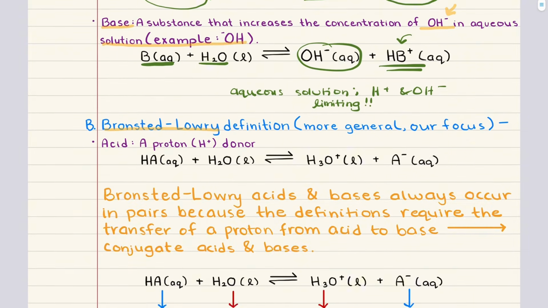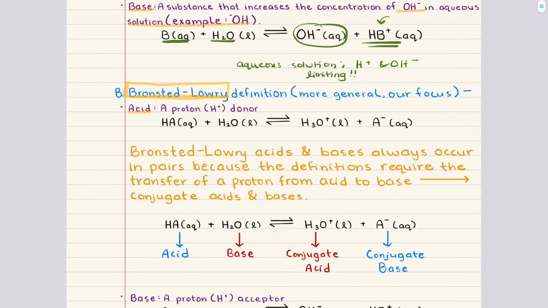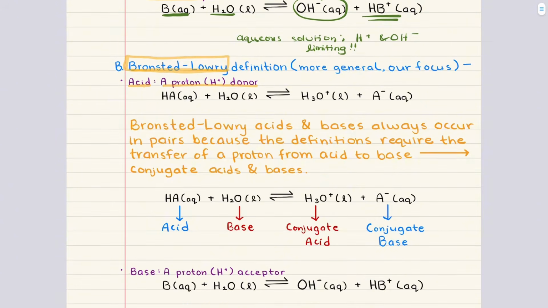So to address the limitations of the Arrhenius definition, chemists developed a broader and more powerful framework known as the Bronsted-Lowry definition, which is what we're going to work with in our course. In this model, an acid is defined as any substance that donates a proton, and a base is any substance that accepts a proton. That's it. That's the core idea. And what makes this definition so useful is that it doesn't require the presence of water, and it doesn't depend on the production of hydroxide ions.